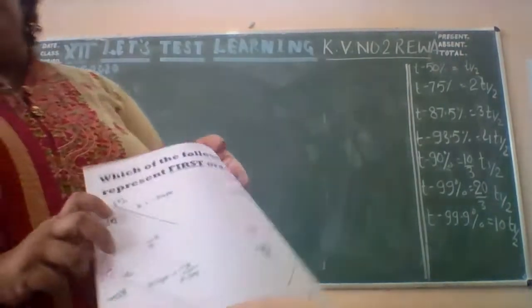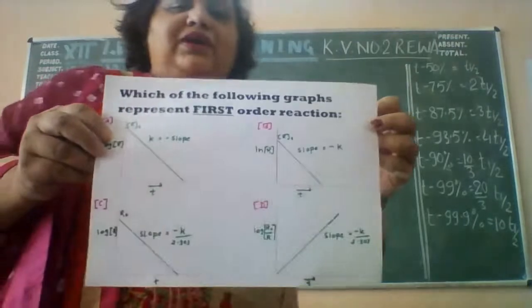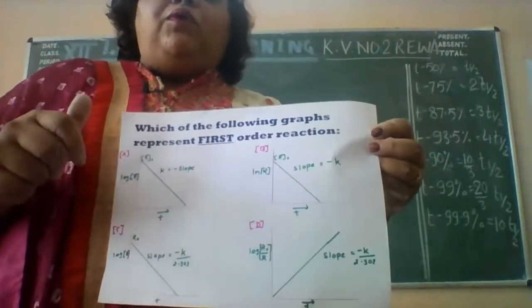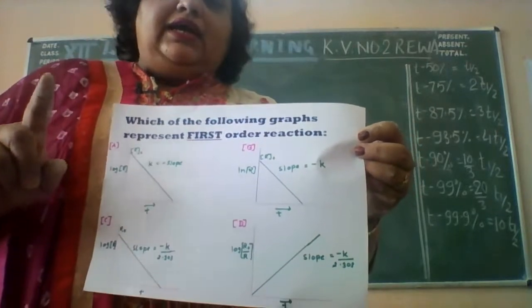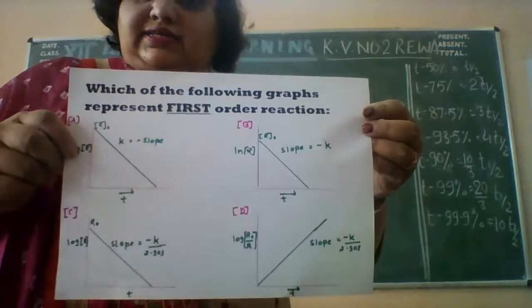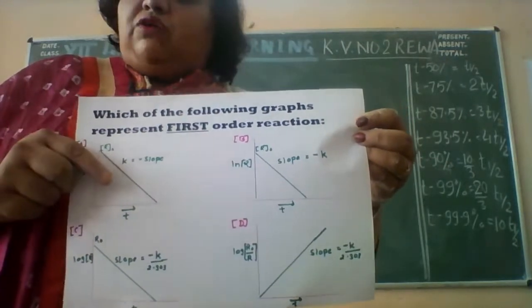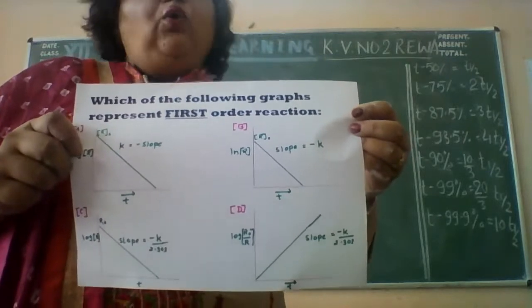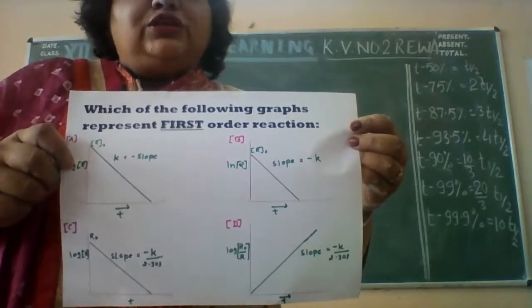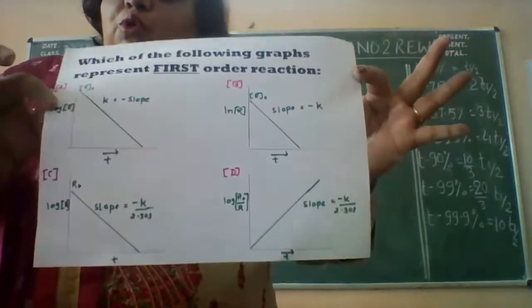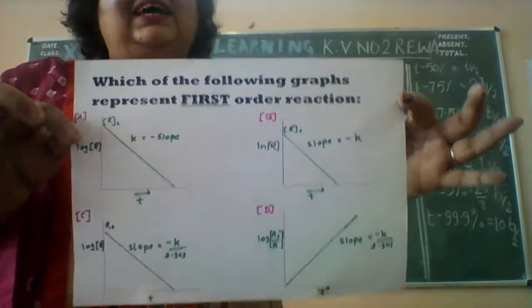Now the same kind of question. Now you have understood how to solve the question. The trick is, you have to see two things. You have to see what is written on the x and y axis. What is the nature of the graph, whether it's inclined or declined, and what is the value of the slope. So here also more than one answer may be correct.